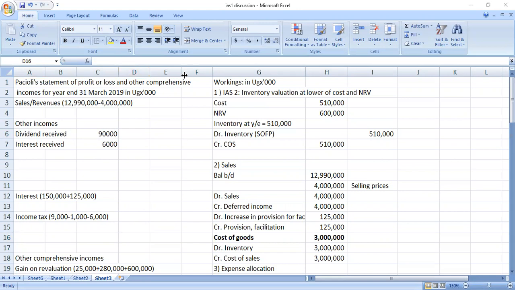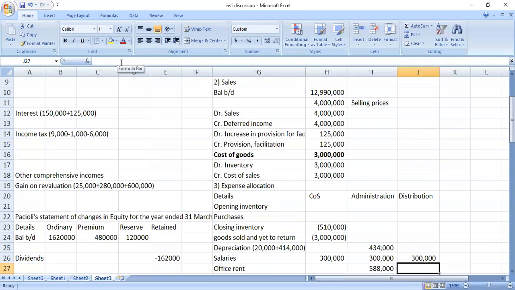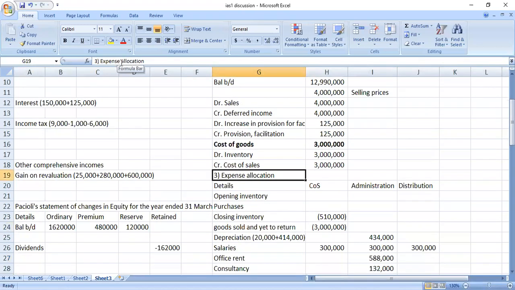Okay. So any other question? Because if you don't have any questions, I don't intend to exceed here. Otherwise, you're supposed to have your revenues, total figure. Then cost of sales will come here. This is working 2 or working 3. Working 3. The figure you get under cost of sales here. Working 3. Expense allocation.